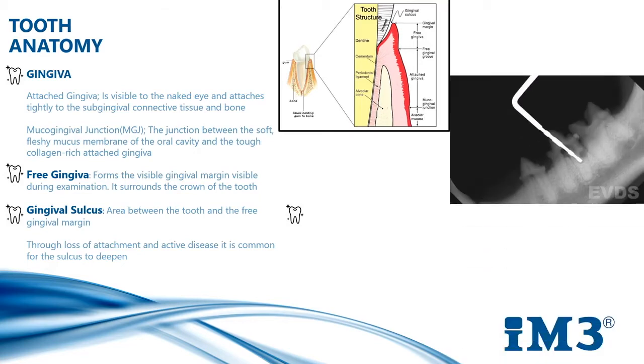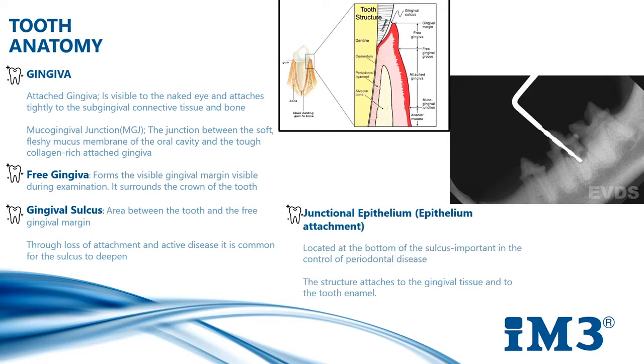The junctional epithelium becomes inflamed and parts from the root surface. Junctional epithelium is located at the bottom of the sulcus. It's important in the control of periodontal disease. The structure attaches to the gingival tissue and to the tooth enamel. Through inflammatory swelling, the junctional epithelium is pulled away from the tooth, causing the sulcus to deepen. A pocket will then form, causing pathogens to come into contact with deeper structures, primarily bone and periodontal ligament.